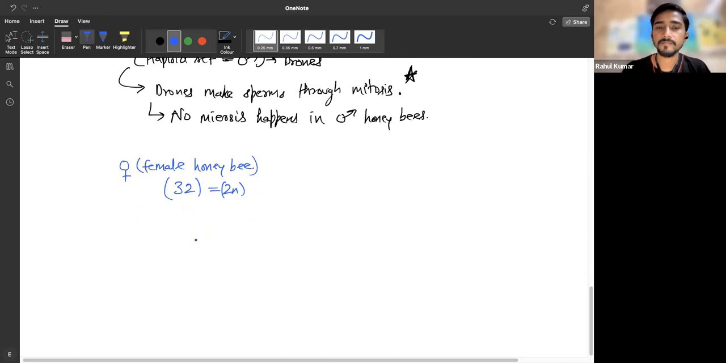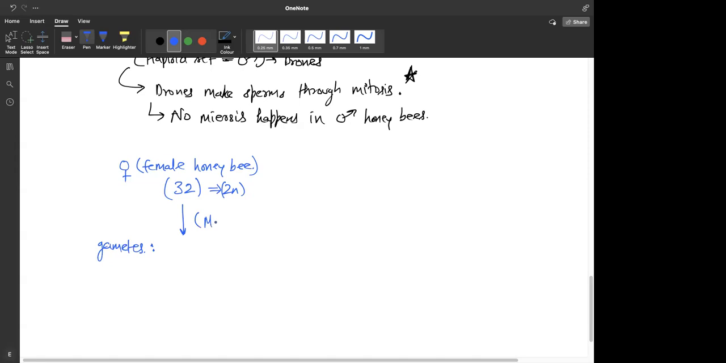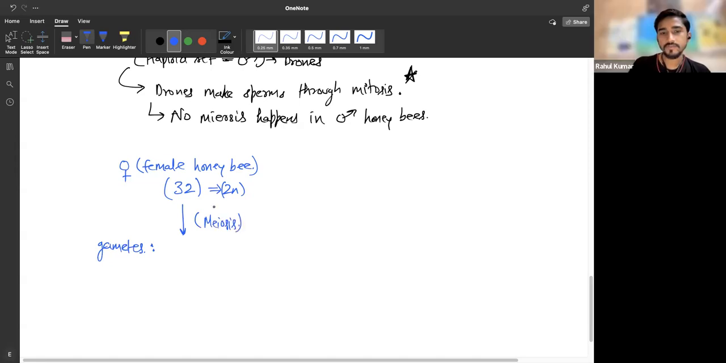How many are there in humans? 46. The 2n number is 46, right? Their 2n number is 32. So this female will form gametes. And the gametes will be formed through mitosis or meiosis? Tell me. Female will form gametes through what? Mitosis or meiosis? Meiosis. Yes, meiosis. So she is diploid.